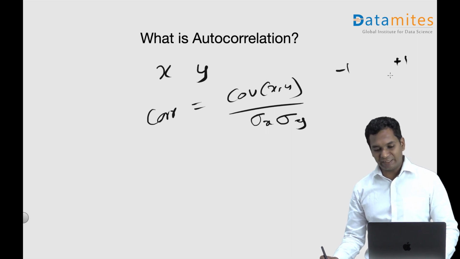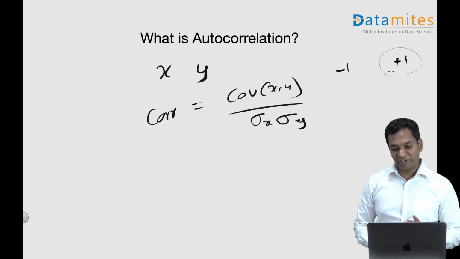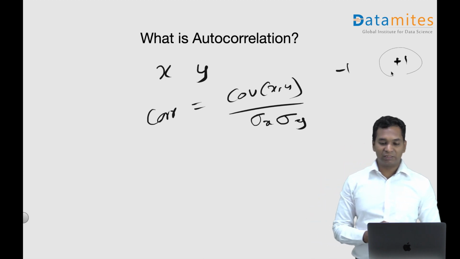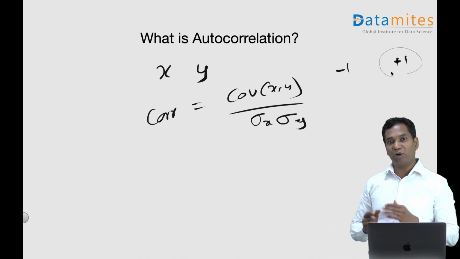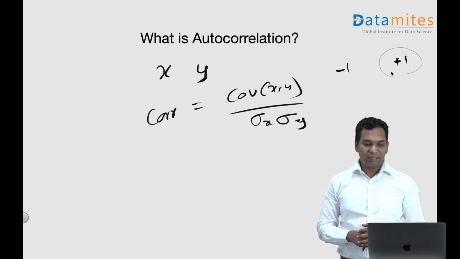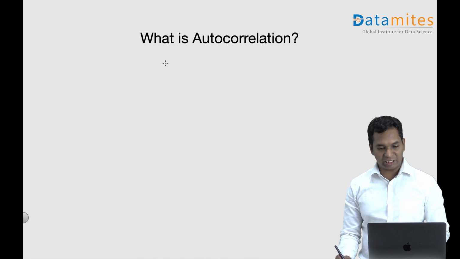The positive side is called positive correlation, which means when one variable increases, the other variable also increases in value, and vice versa. A negative correlation means that when one variable increases in value, the other variable actually goes down in value. I have a video explaining correlation in detail. You can check that out.